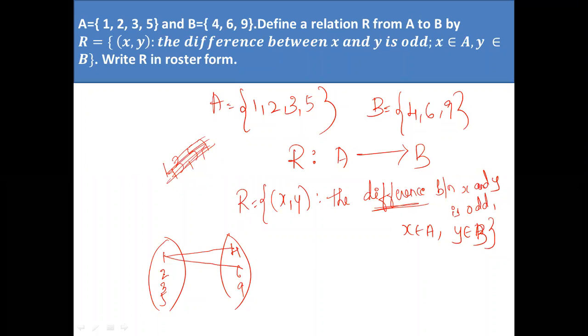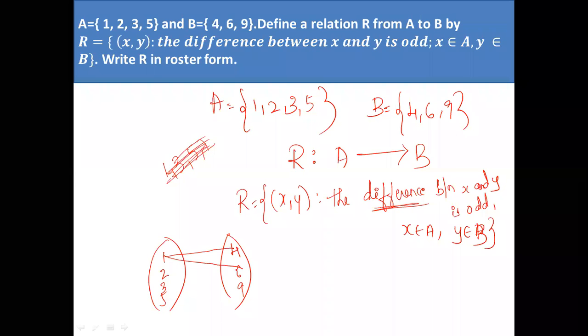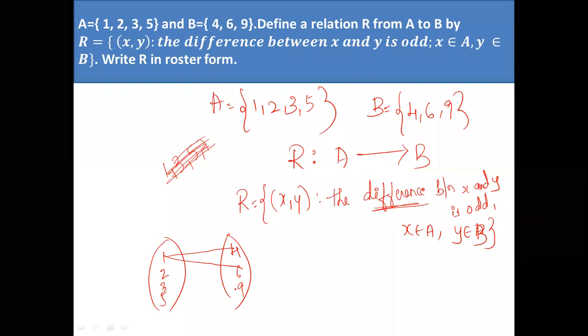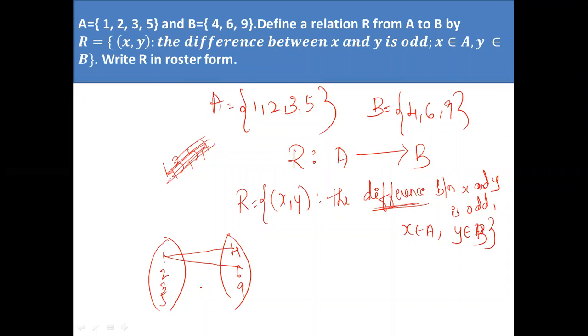Okay, next go to 2. What is 2 minus 4? 2 minus 4 is minus 2, so it is an even number, so that does not work. When you do 2 minus 6, again you are getting minus 4, so you cannot include that. When you do 2 minus 9, you are getting minus 7, so it is an odd number, so you can include 2, 9.